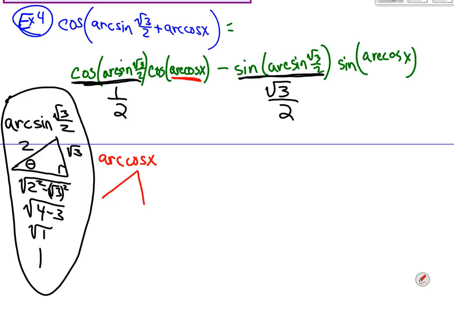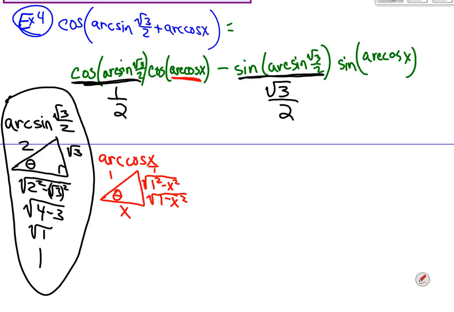So I'll just draw another little triangle. I'll still call it theta. And since x I can think of as x over 1, that means the adjacent side could be x, the hypotenuse could be 1. And then I can get this missing side by saying it's the square root of 1 squared minus x squared. So the square root of 1 minus x squared, excuse me. And this can't be simplified anymore. That's just what that opposite side is.